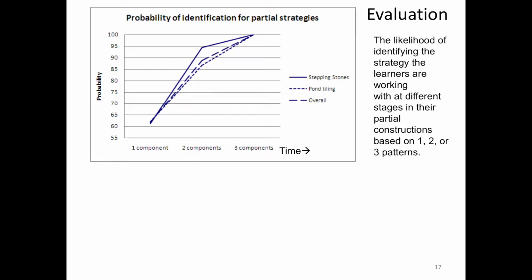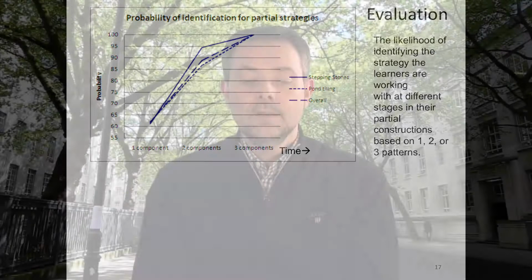Obviously, if the user has just started the task and has used just one component, it's very difficult, as you can see, to identify. The probability is quite low, around 60%, not a reliable identification. As the users progressively engage with the task and produce more complex patterns with more components, the success of the strategy identification method increases to reach a very high level.